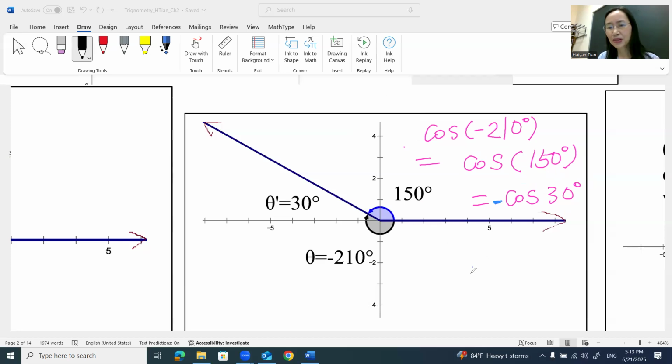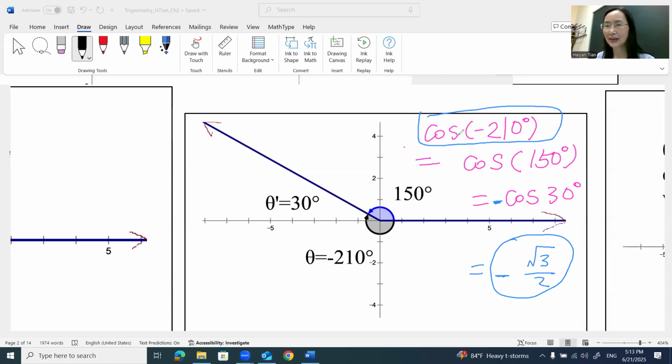So let's continue. What is cosine 30? Cosine 30 is square root of 3 over 2, and with a negative sign. So this negative square root of 3 over 2 is the cosine value of negative 210 degrees.